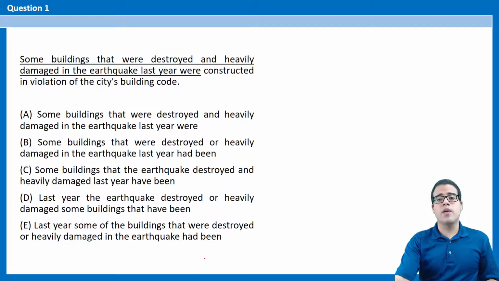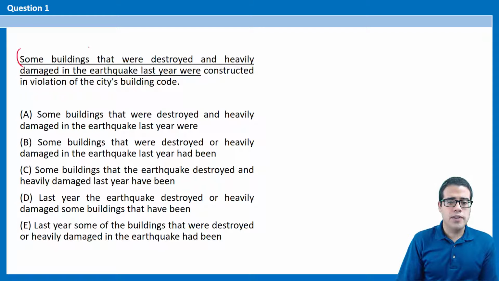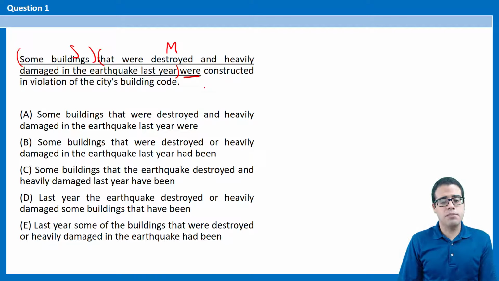Let's begin with question number 1. Notice that here you have some buildings that were destroyed and damaged in the earthquake last year were constructed in violation of the city's building code. Okay, so my subject is some buildings. Then that were destroyed and damaged in the earthquake last year is a modifier. And the main verb is were constructed in violation of the city's building code.